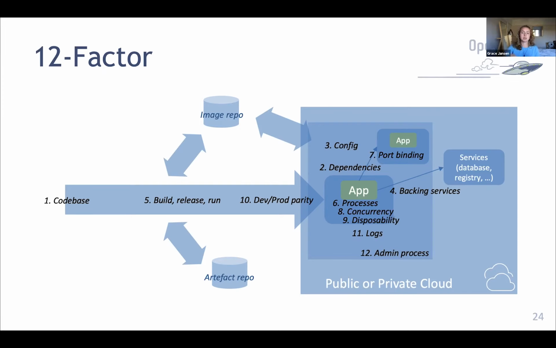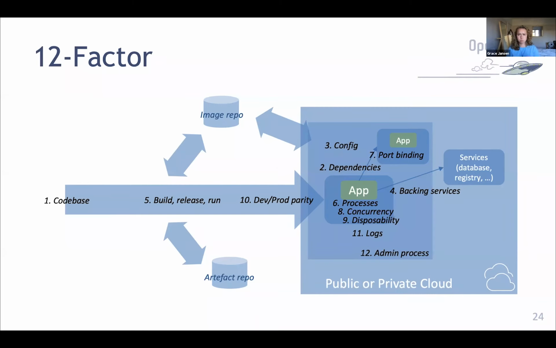Then inside our application itself, we're looking at things like external configuration, port binding, enabling dependencies, utilizing backing services within that cloud infrastructure, being able to monitor and observe logs to check how our application is doing in real time, admin processes. And then within our application itself, looking at processes, concurrency, and disposability. So you can see how each of these 12 factors comes into play in that development process for our application.